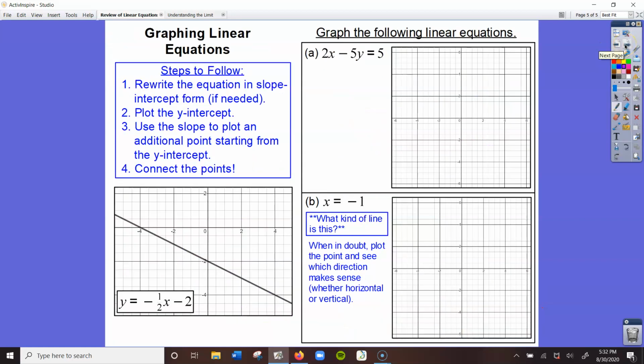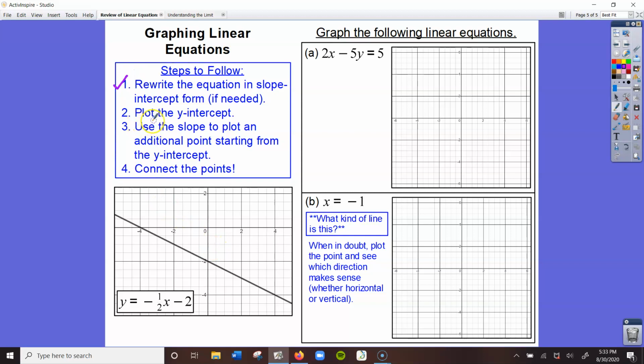Now this last bit is graphing lines. Okay, now I put some steps here for you so you can follow along in case you ever get lost later. But your first step is always to rewrite the equation in slope-intercept form if needed. Sometimes they're already written in slope-intercept form, such as the graph that you see below us. The line is y equals negative 1/2 x minus 2. This is already in slope-intercept form, so if I was going to graph this, I wouldn't need to do anything. So that would mean that step 1 is done.